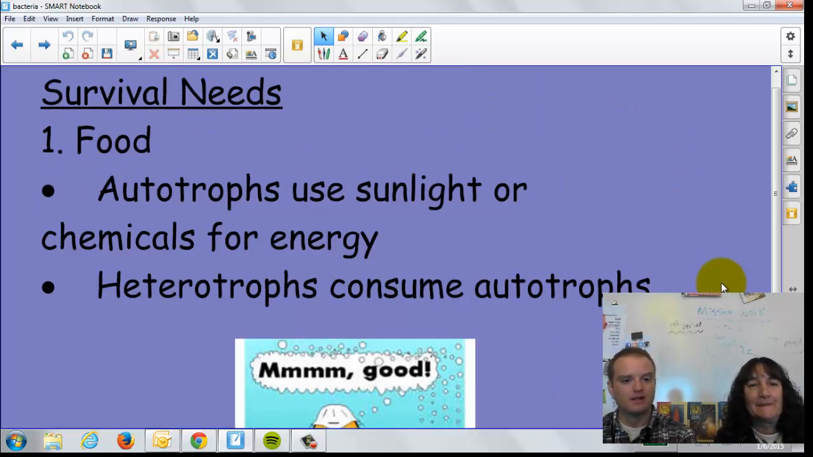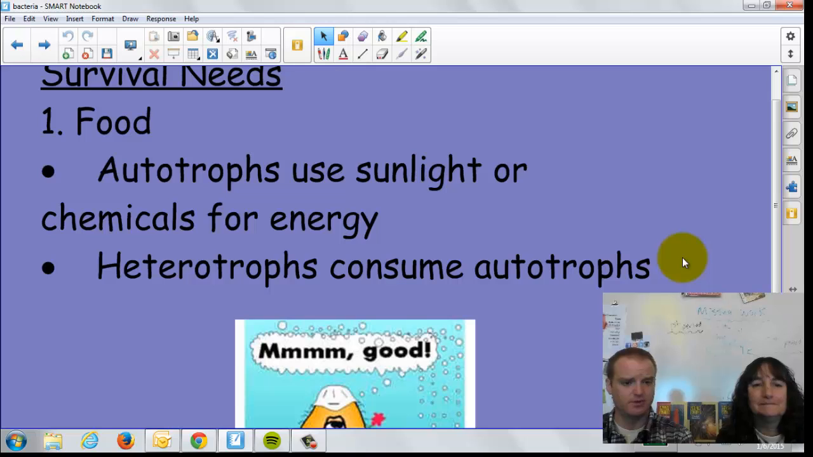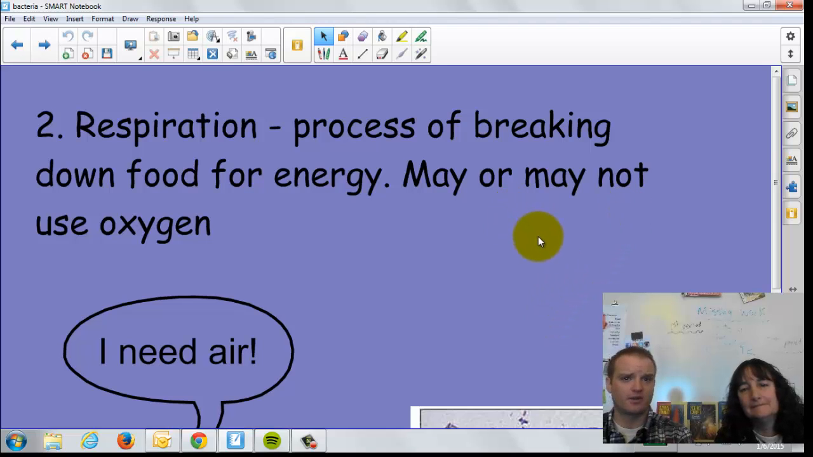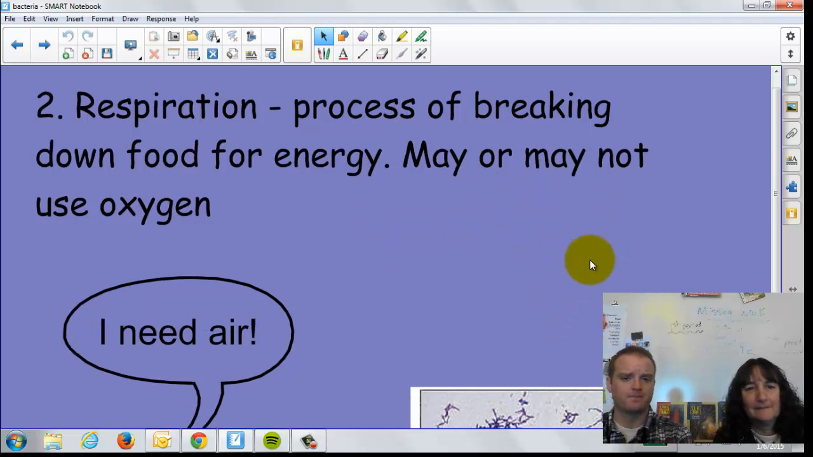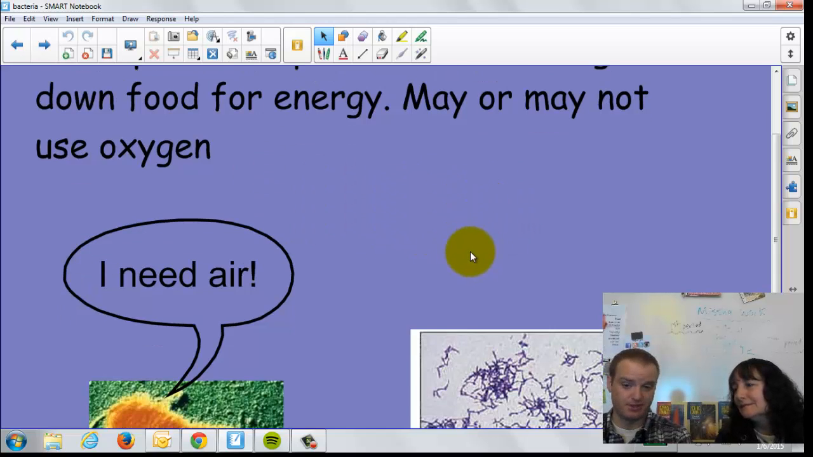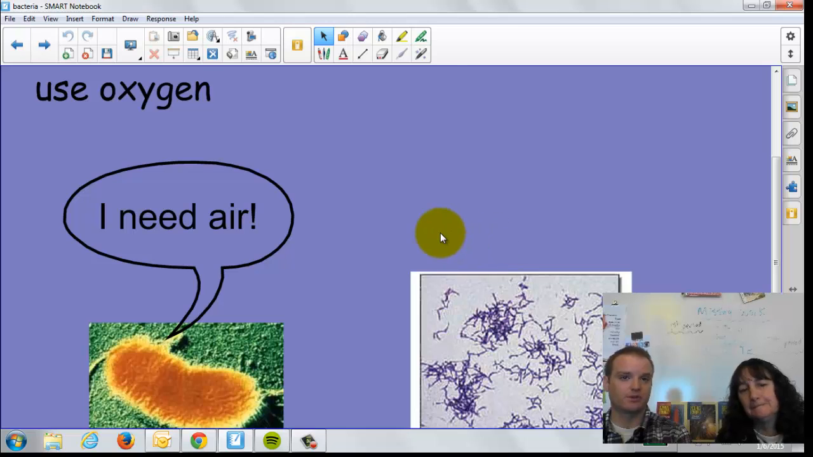So what do they need to survive? They need food, and some of them are autotrophs, which means they can make their own food. Some of them are heterotrophs, that means they have to consume food. Depending where they are, it kind of depends what they do. But some will carry out respiration, the process of breaking down food for energy. And this may or may not use oxygen. This is where I think kids get confused a lot, is we think every living thing needs oxygen, which isn't true. Many bacteria will die in the presence of oxygen.